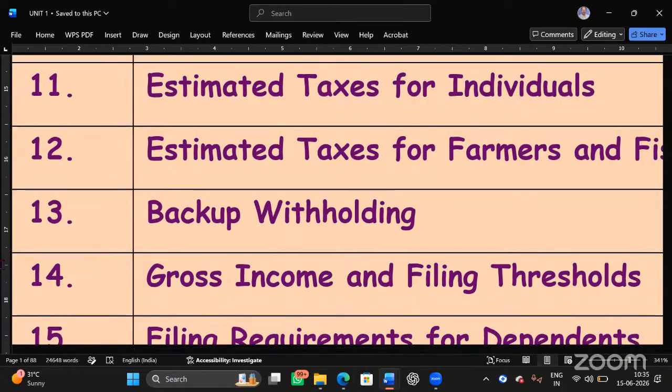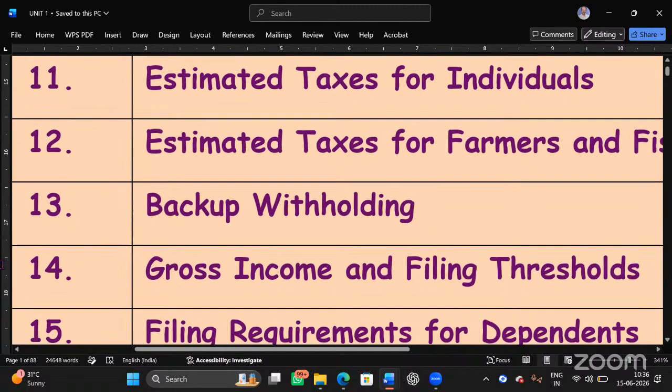Subtopic 13, backup withholding. In India, it is technically called TDS, tax deducted at source. What is backup withholding? Under what circumstances does it need to be followed? What procedure is to be followed? Everything will be covered in subtopic 13.